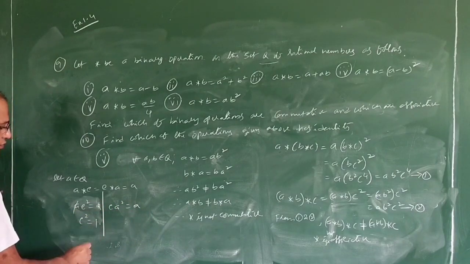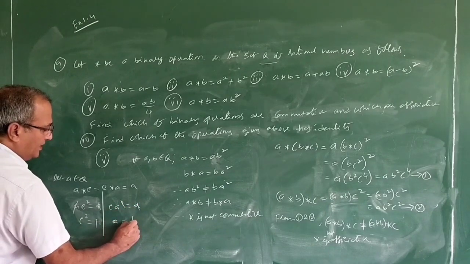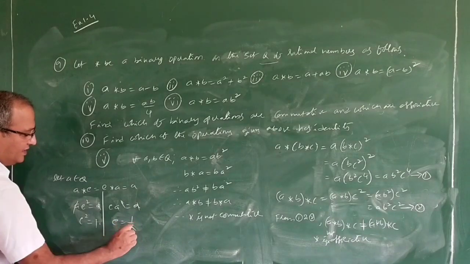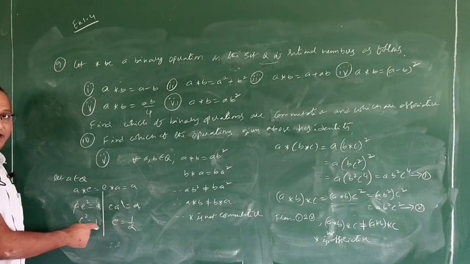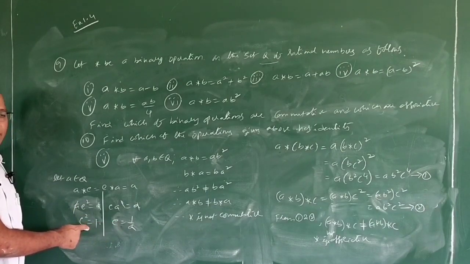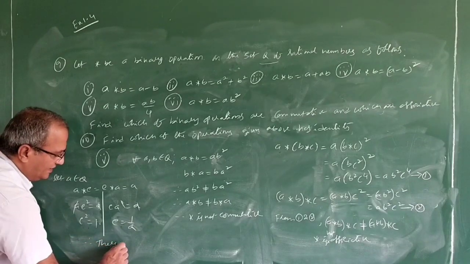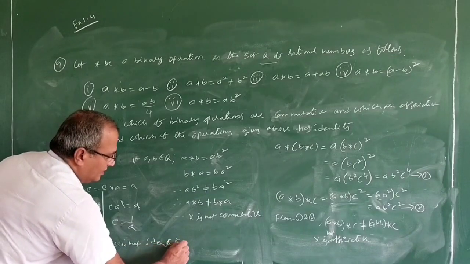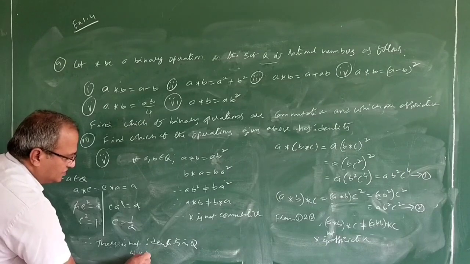So in both cases we are not getting the same identity like the previous problem. Therefore, what we can say? There is no identity in Q with respect to star.